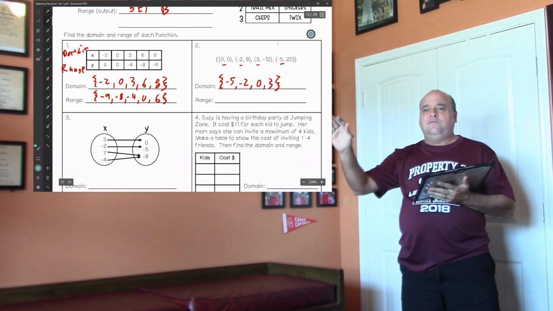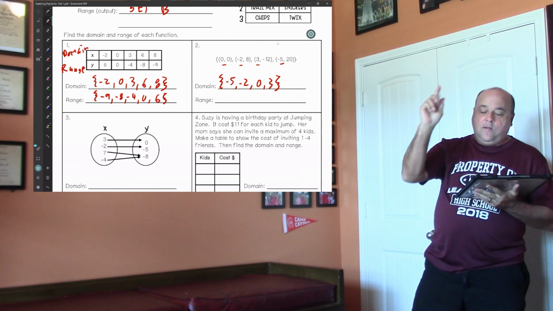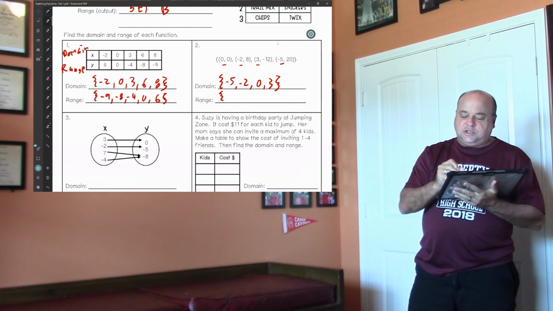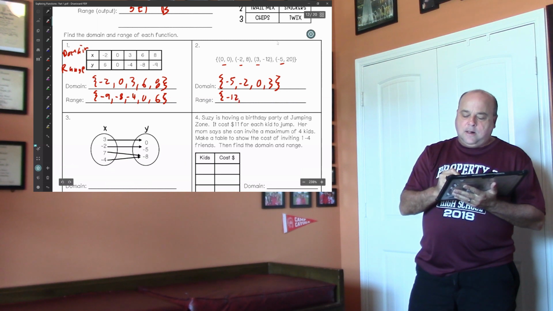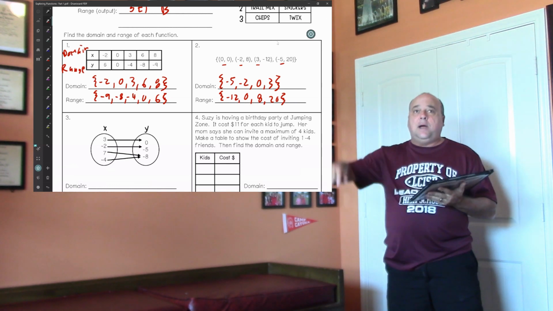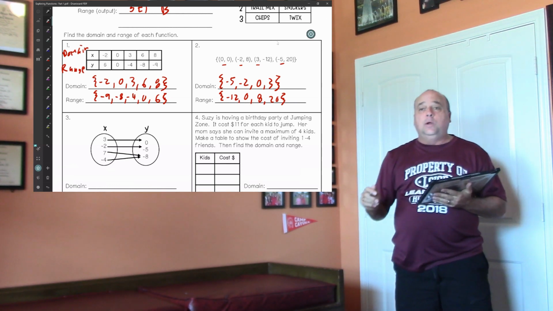I'm putting them from left to right on the x-axis, aren't I? The range, put a brace, and it would go from the smallest to the largest. The smallest is -12, then I have a 0, then an 8, and then a 20. If we were on the y-axis, negative 12 would be on the bottom, and it would go up to 20 on the top, wouldn't it?